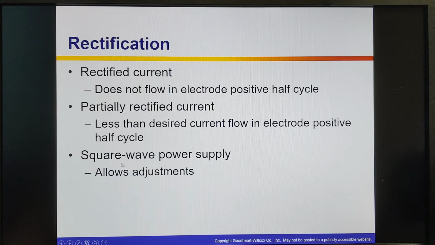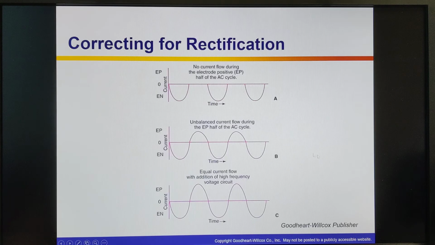Another thing is that you can have a square wave power supply to allow adjustments for certain things. So here is correcting for rectification. There's no current flow during the positive half of AC, and this is an unbalanced version of that, where it has just a little bit, but not as much as the negative side. And this is one where both negative and positive have the same amount. Now this is good for high frequency, but for regular AC, not so much.